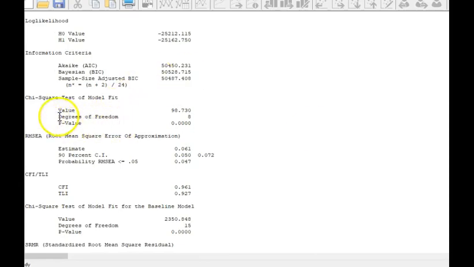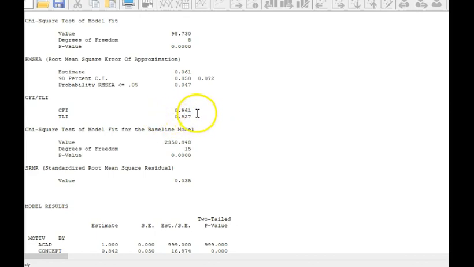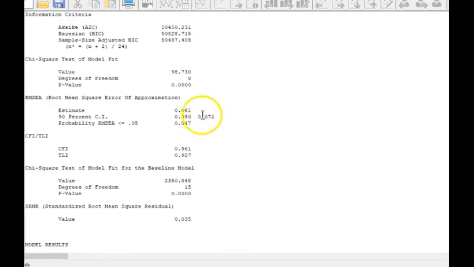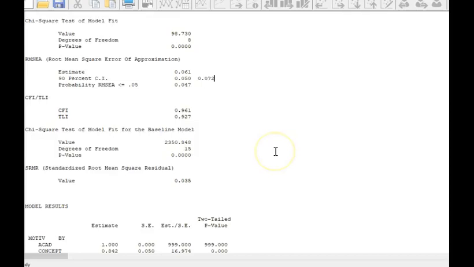And as we look through here, we see that, of course, our model chi-square is significant. But as I mentioned at the outset, that is not a surprise. We look down here, the CFI and TLI are both good. The CFI being over 0.95 is excellent. The TLI at 0.927 is also good. The RMSEA between 5 and 8% is great. So this is a pretty decent fitting model already.